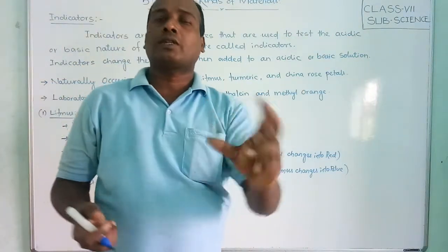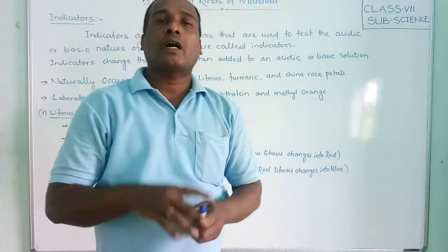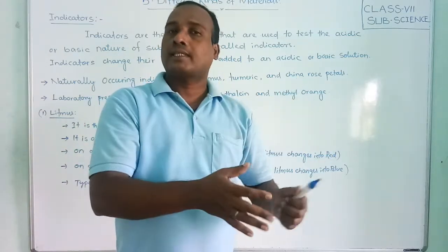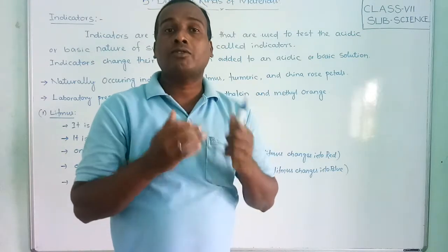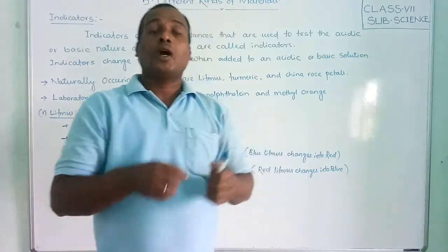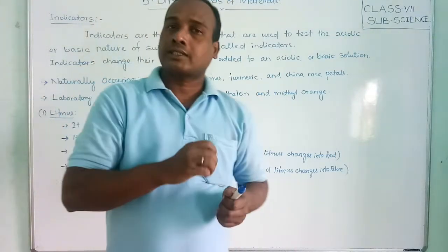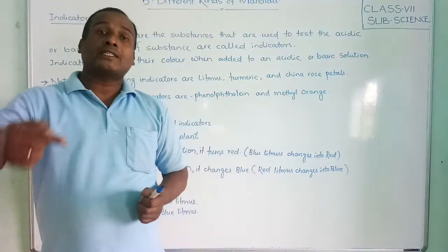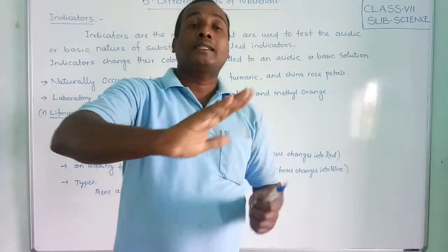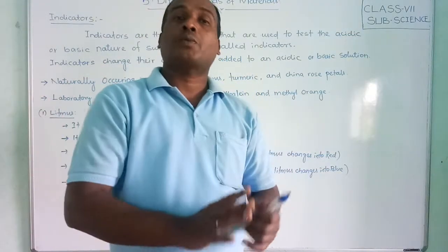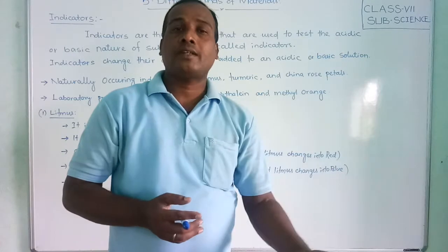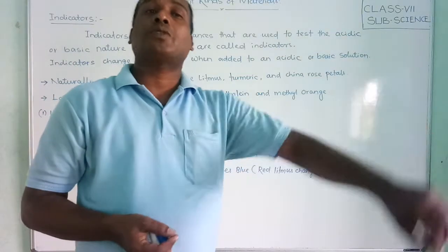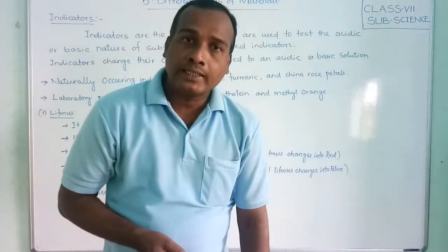Suppose in a beaker I give you one solution. How can we find out whether it is an acid or a base? How should we detect it? We cannot test it directly. If it is shown there we could say, but we should not do that. So for that, we use an indicator. If it changes in color, then according to its properties we can say whether it is an acid or a base. So the substance we use for that is called an indicator.